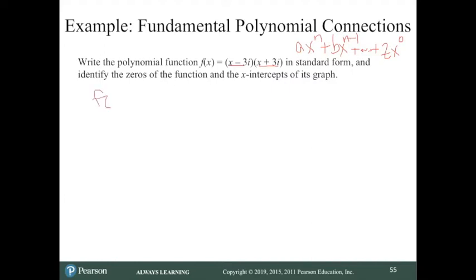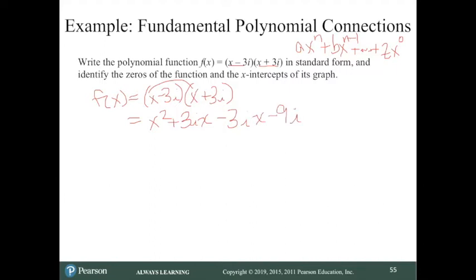So f of x equals, first thing, I'm just going to rewrite it. First is x squared, outside plus 3ix, inside minus 3ix, and last, now I have a negative 9i squared. Combining like terms, my middle two terms will cancel out. So I get x squared minus 9i squared.